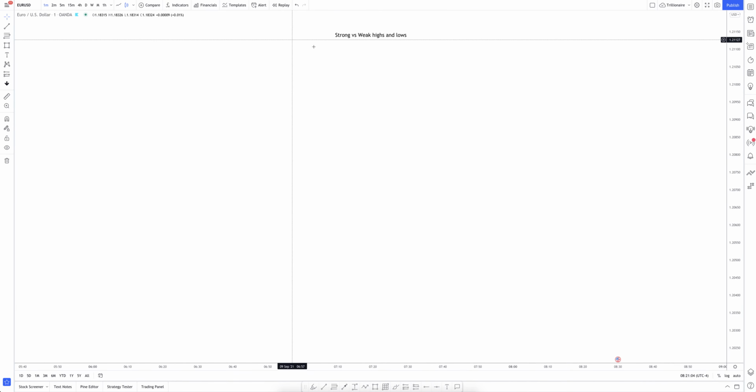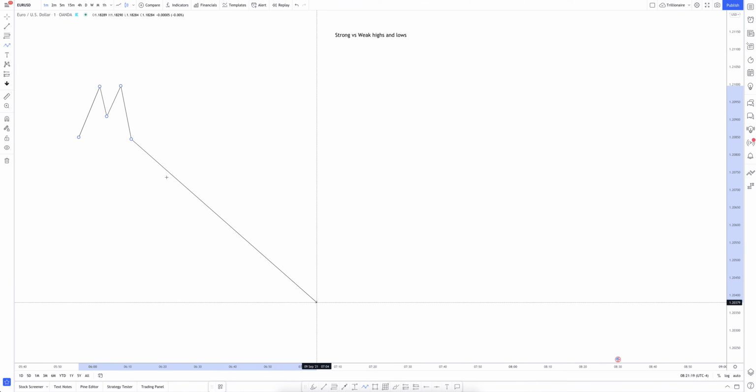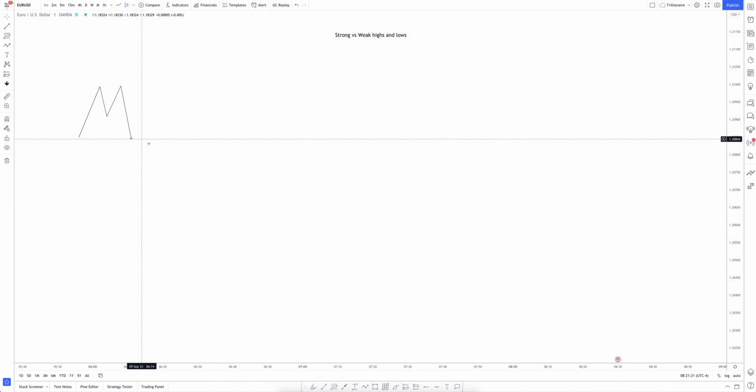Now, before we actually move into strong versus weak highs and lows, you need to understand basic liquidity concepts. You have to understand where liquidity is resting within the market. There are three different versions of where liquidity is resting within the market. Per version there are two styles, a buy and a sell, and we're going to go over all of them.